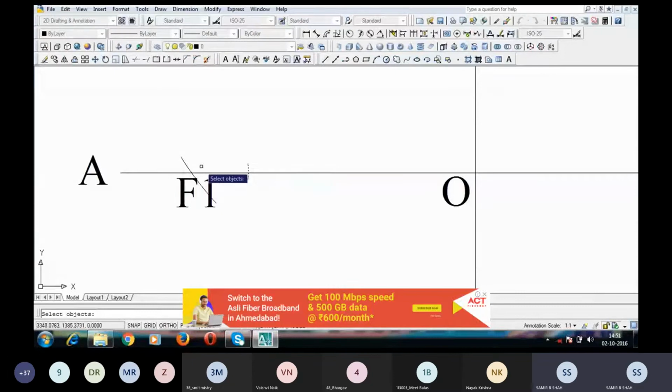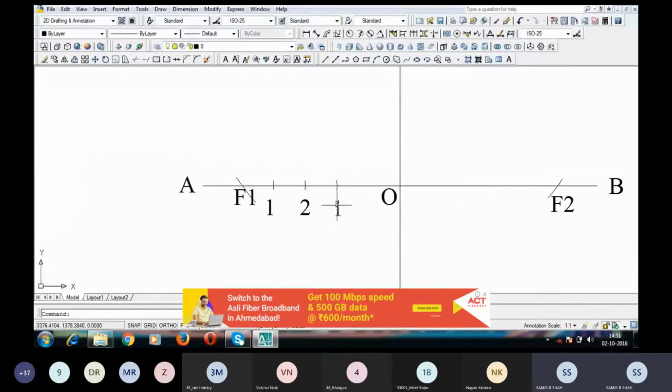Now, again, this is going to be point number 2, and this one over here is going to be point 3. So we have 3 points.